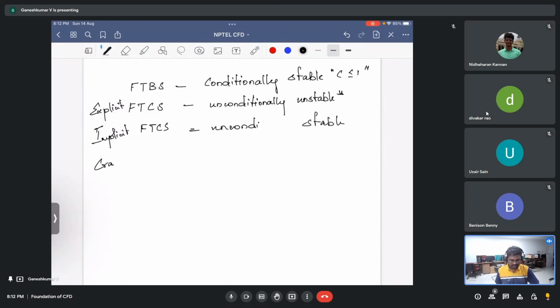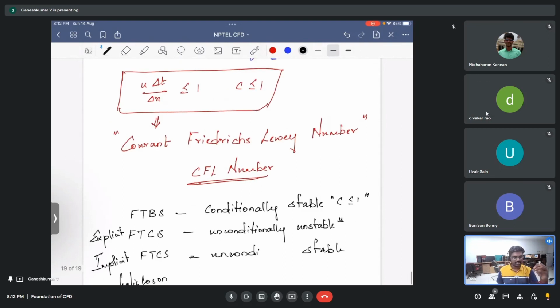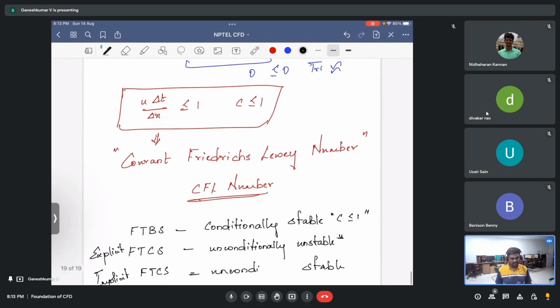Similarly, you can try Crank-Nicolson, and a few schemes like Lax-Wendroff and Lax-Friedrichs. Those are a few schemes which you can try. These would be in CFD books also. You can try doing this stability analysis for each and every scheme, and you can come up with a condition such that it is stable.